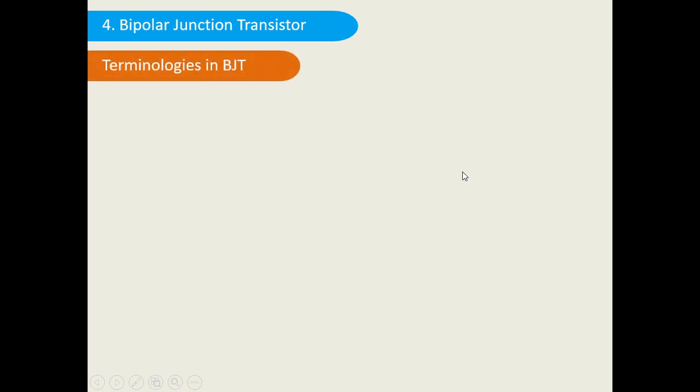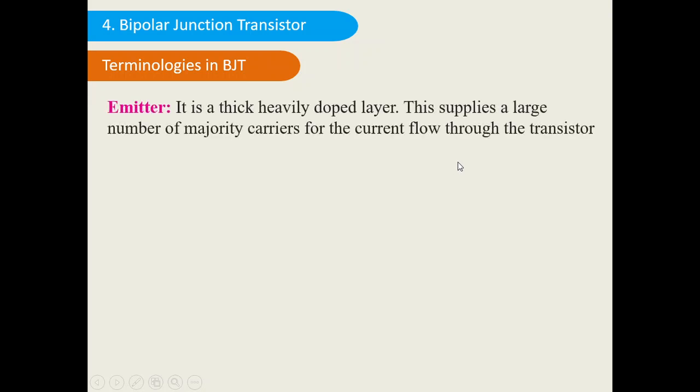So, terminologies in BJT, the bipolar junction transistor. What are the various terminologies or definitions used in the bipolar junction transistor? The first one is the emitter. What is the meaning of emitter? It is a thick, heavily doped layer. I told you that the emitter is heavily doped, the doping concentration of the emitter is very high. That's why it is considered a thick and heavily doped layer. This supplies a large number of majority carriers.